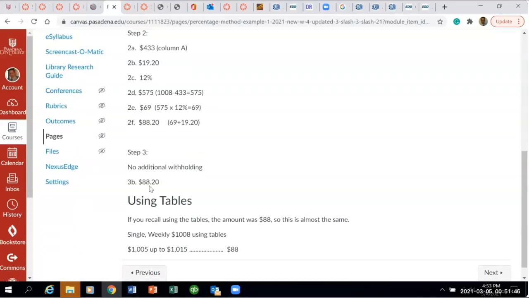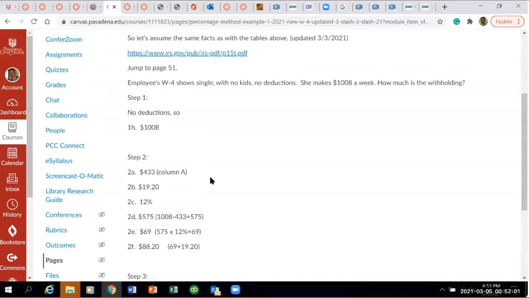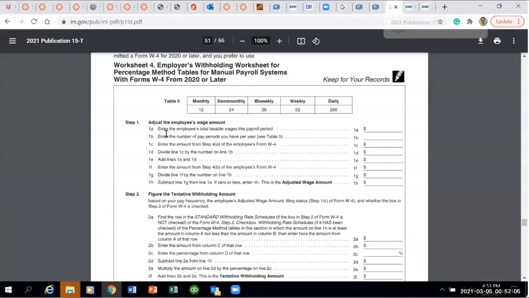So based on which W-4 we are using, the tax withholding will be a little bit different. 105 compared to $88. That's the way it is. So now we go through these steps again. So step one. In step one, it says, let's adjust employee's wage amount. You adjust employee's wage amount based on step 4 information in the W-4.